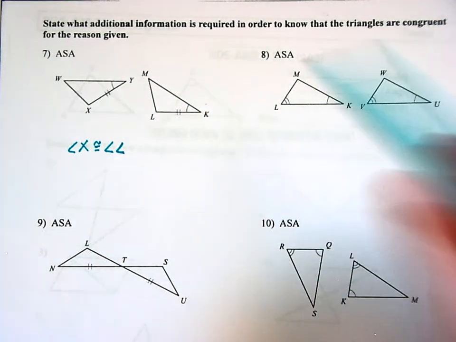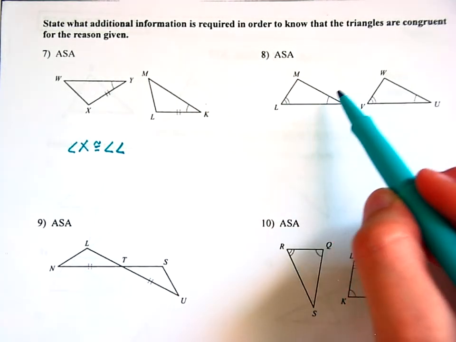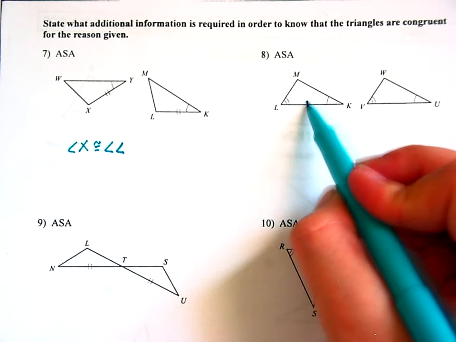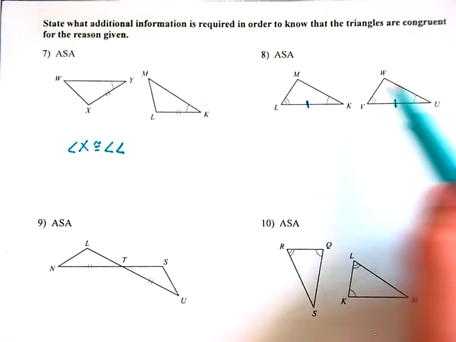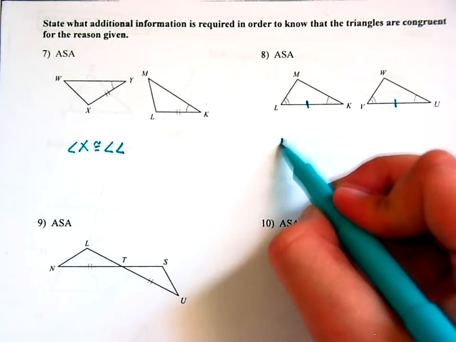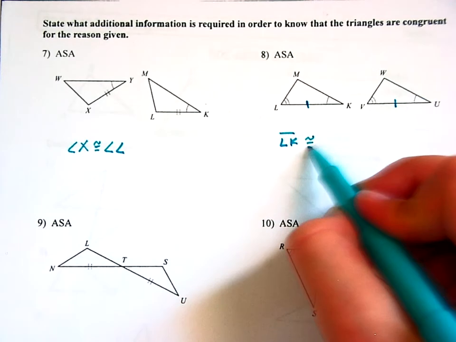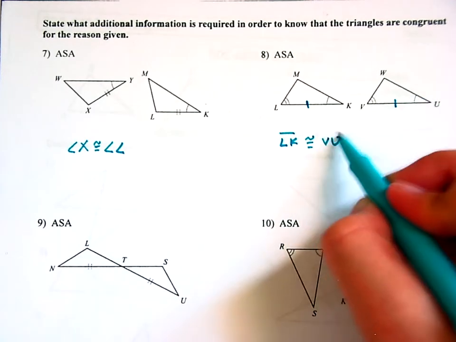Next one, we've got an angle and an angle. So remember, the side has to be included. So it has to be the side in between the angles. So if I want to say these triangles are congruent, I would have to know that side LK is congruent to side VU.